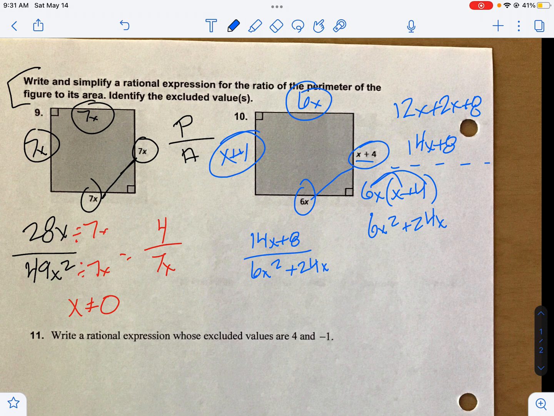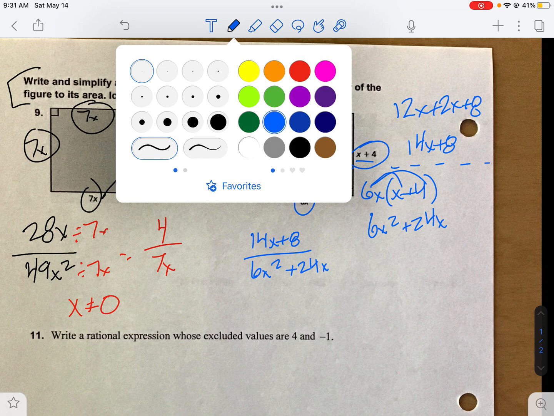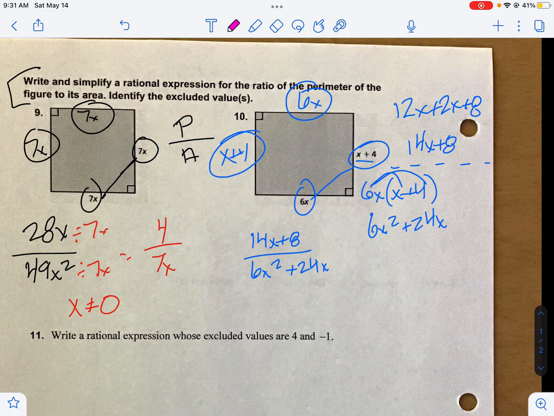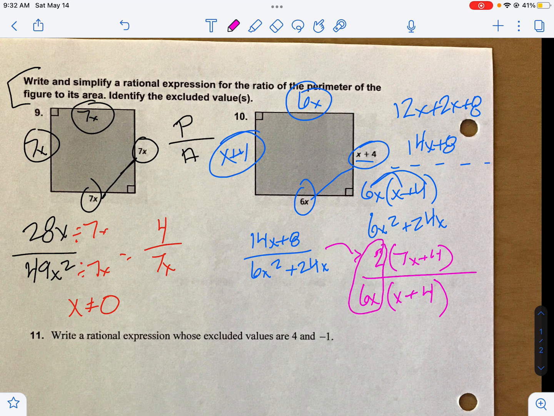Now I look to factor. I would factor a 2 out of the numerator. I'm going to go kind of down here. So 2 would give me 7x plus 4. And then I can factor a 6x out of the denominator. Now this doesn't show me right away anything that I can cancel. It does show me that I can divide both the numerator and denominator by 2.